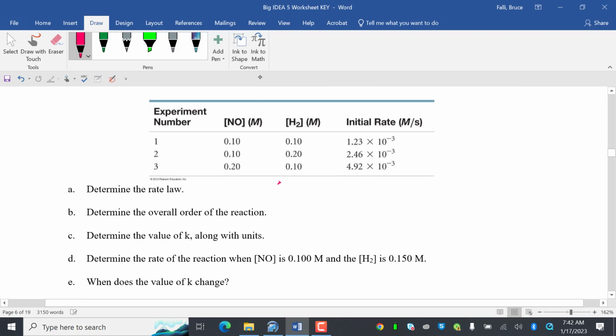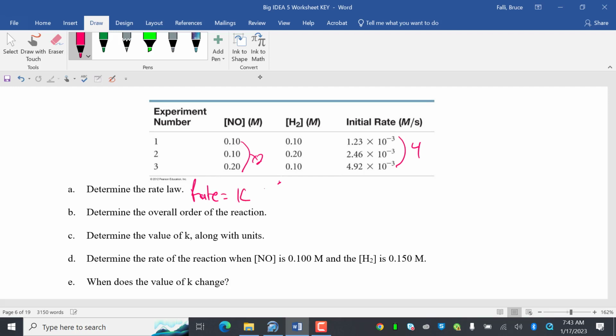Okay, determine the rate law. Doubles. Oh, man. Big number, 4.92 e negative 3 divided by small number, 1.23 e negative 3, which is 4. That's right, rate equals K, H2. So when H2 doubles and the rate quadruples, it's squared.